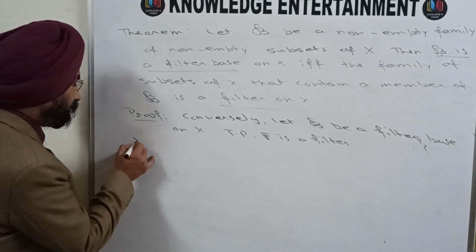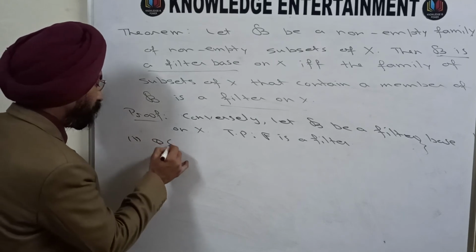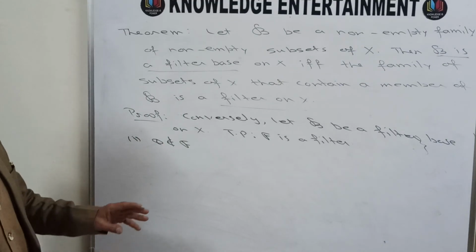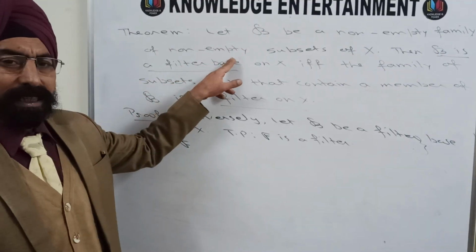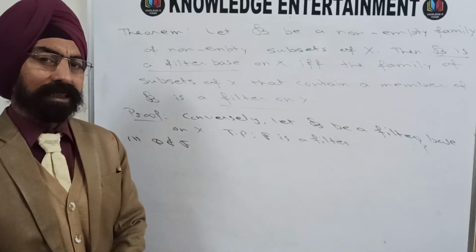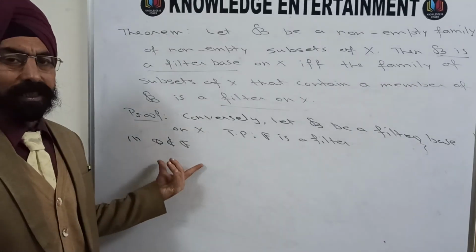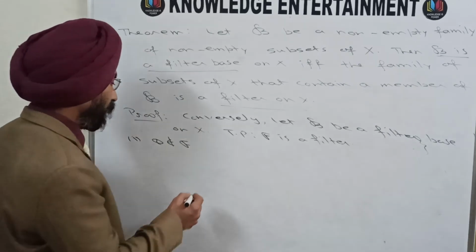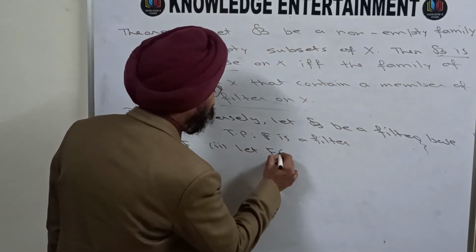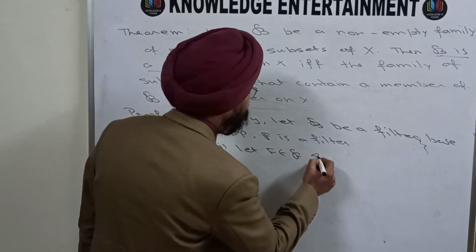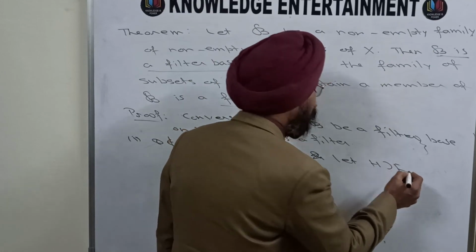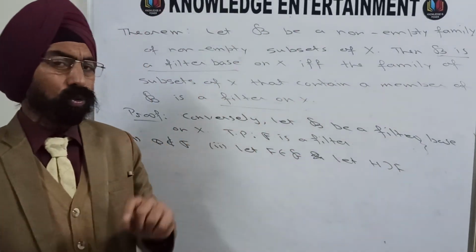The first one is that phi does not belong to F. And that is very much true, because B contains only non-empty sets and F contains supersets of the members of B. So definitely phi will not be there in F. So the first condition is okay. Secondly, let F be a member of F, and let H be a superset of F. We have to show that H also belongs to F.